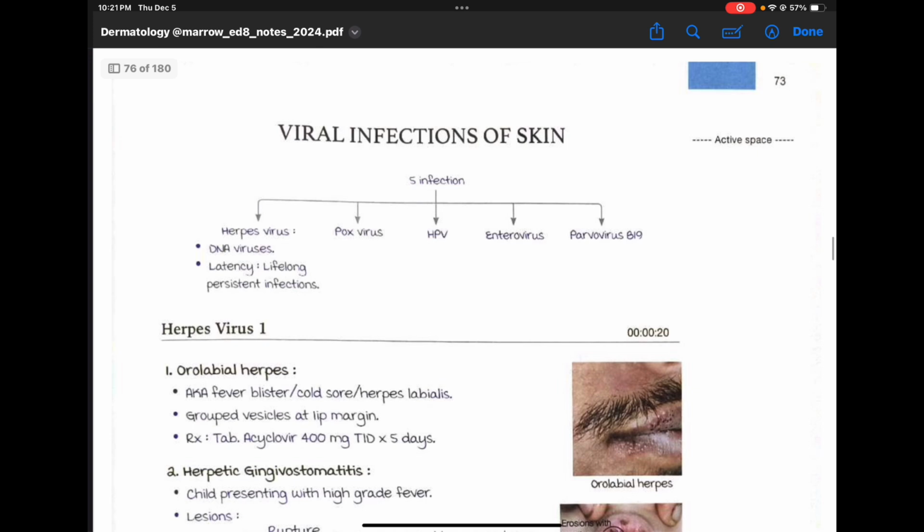Coming to viral infections of the skin, very common. So 5 infections that we have to learn about: herpes, pox, human papilloma, entero, and parvo. Herpes are DNA viruses. Latency: lifelong persistent infections. So that is one thing why people are afraid of it, is that when you have a herpes infection, like along your lips or anywhere, then you have it for life.